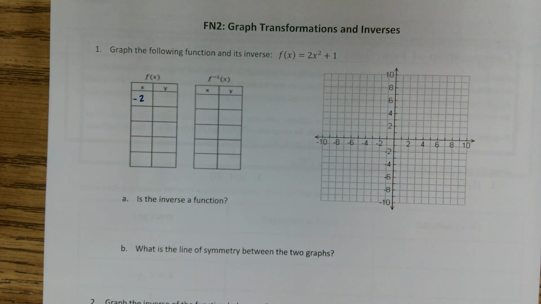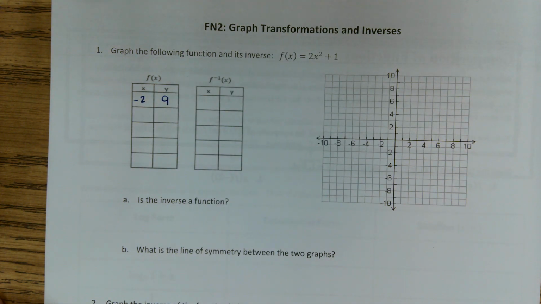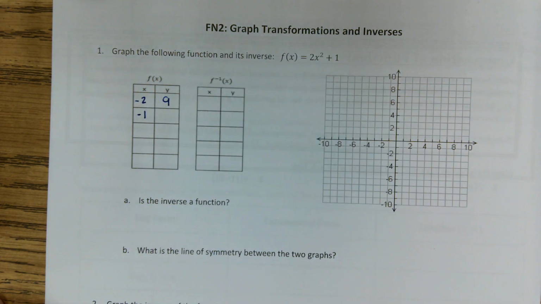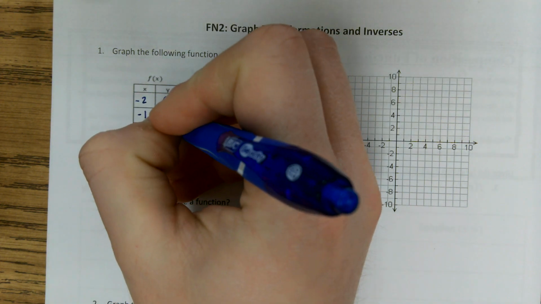If I do negative 2 squared, that's going to give me a positive 4. Negative 2 squared will give me 4. 4 times 2 will give me that 8, plus 1 will give me a positive 9. All right, so that's our first point. Next one will be negative 1. Negative 1 squared, if you remember, so negative 1 times negative 1 is 1, times 2 is a positive 2, and then plus 1 will give me a 3.